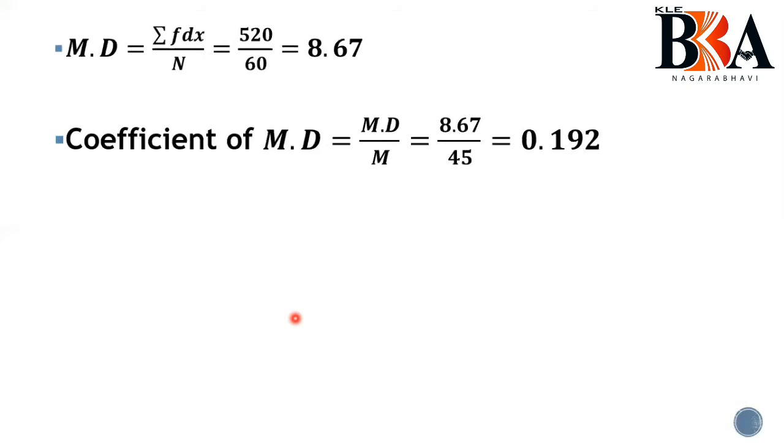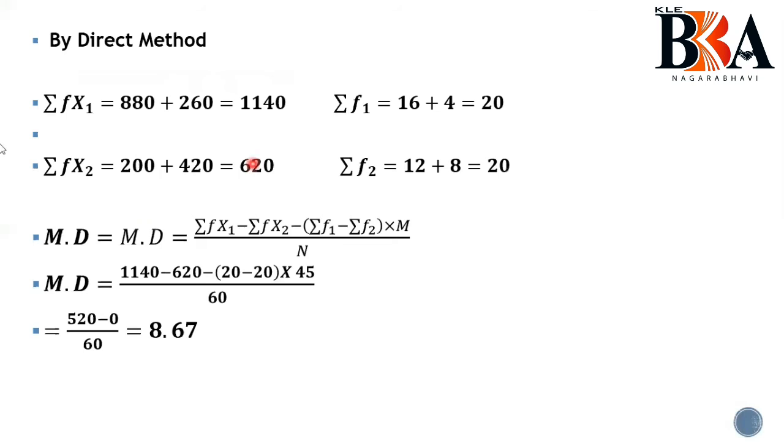Then you have to find the coefficient of mean deviation. So the formula is mean deviation divided by mean, median or mode. Your question lies with the median, so I am going for the median. I have already got this median value, that is 45. Mean deviation I have got 8.67. So 8.67 divided by 45, you get 0.192. So this is the method. Okay. Now we are going for a direct formula. For the direct formula, the same procedure applies. Okay.